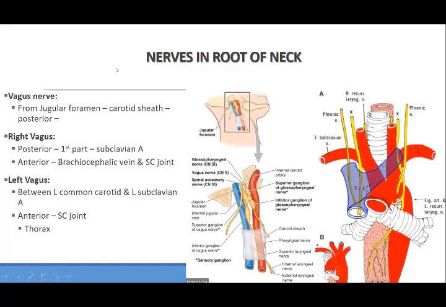So let's start with the vagus nerve. Now the vagus nerve emerges from the jugular foramen. This over here is supposed to be the jugular foramen. So the 10th cranial nerve, ये जो middle में है, this comes out of the jugular foramen and enters into the carotid sheath. क्योंकि मैंने आपको बताया था, the carotid sheath was attached around the jugular foramen and the carotid canal. So the 10th cranial nerve, the vagus nerve, as soon as it comes out of the jugular foramen, it enters into the carotid sheath. Okay?